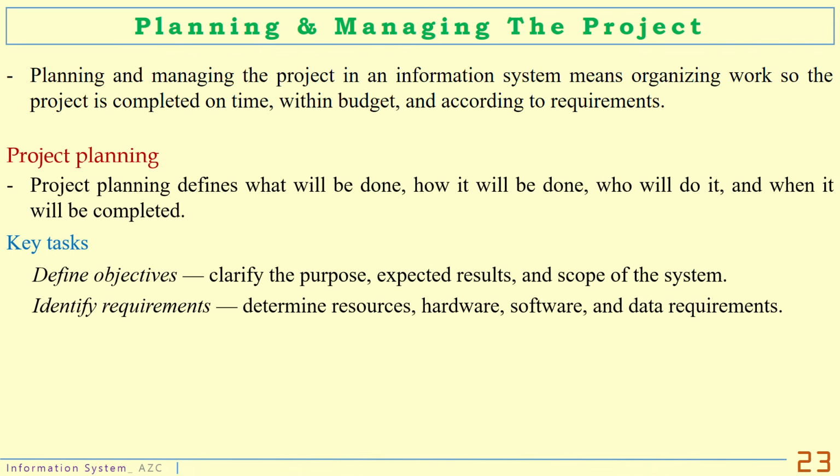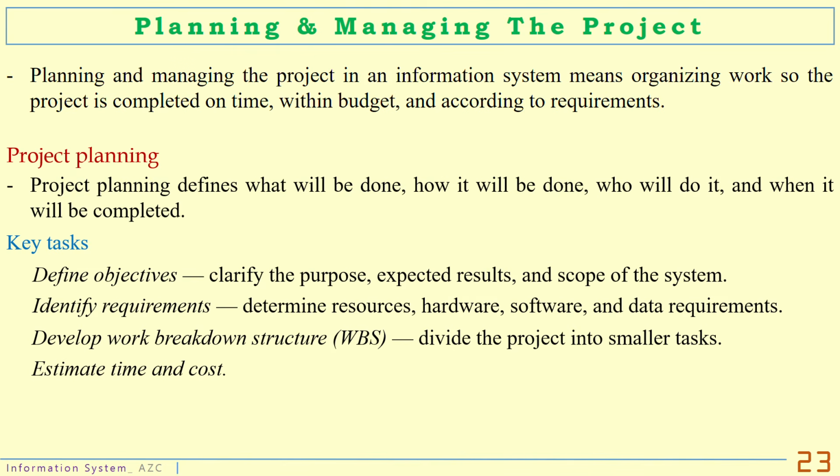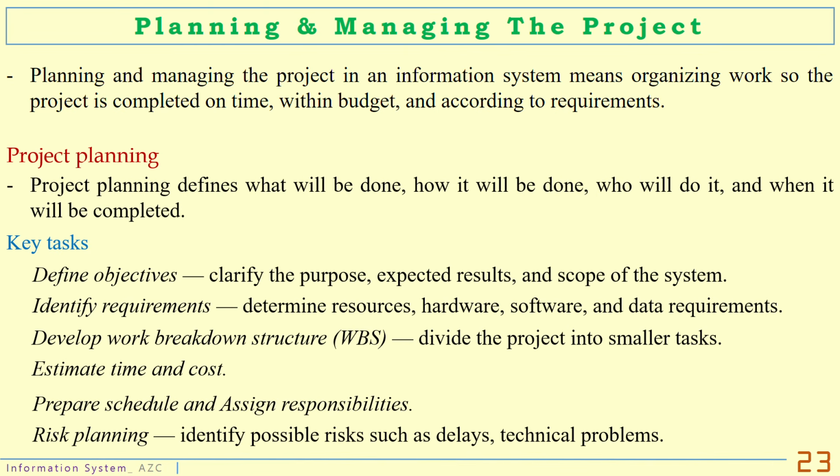Key tasks. Define objectives. Clarify the purpose, expected results, and scope of the system. Identify requirements. Determine resources, hardware, software, and data requirements. Develop work breakdown structure, WBS. Divide the project into smaller tasks. Estimate time and cost. Prepare schedule and assign responsibilities. Risk planning. Identify possible risks such as delays, technical problems.